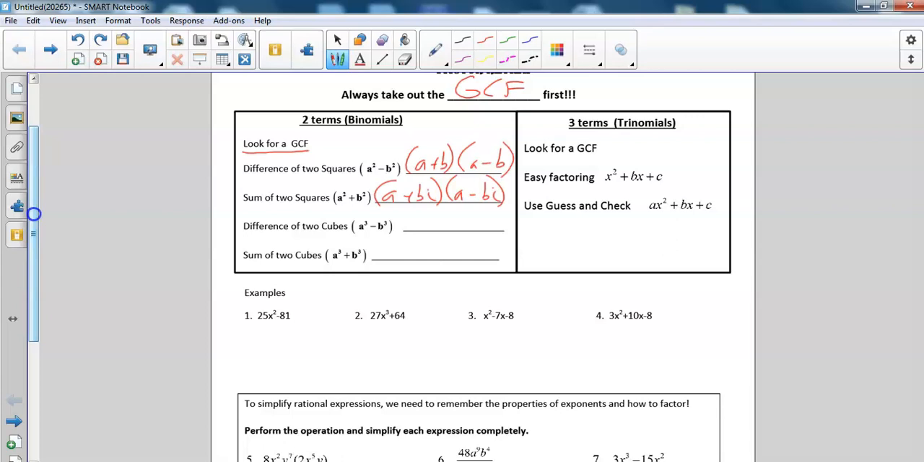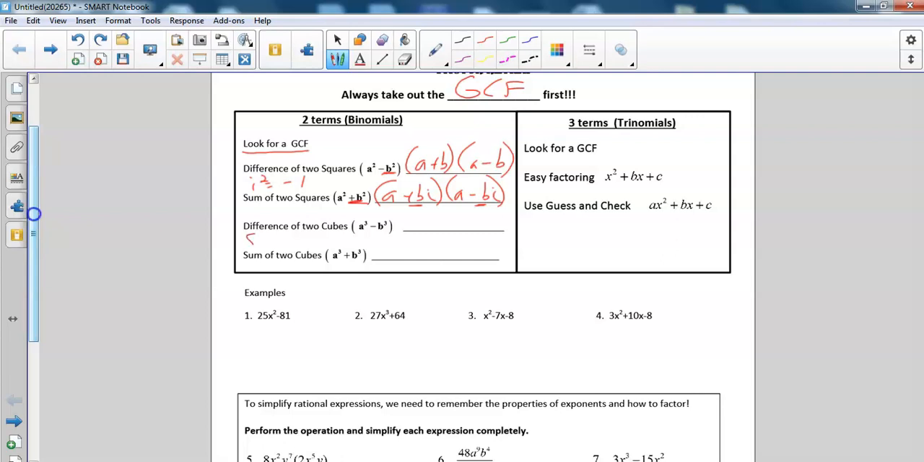Because if you think about it, go back to difference of two squares: positive b times negative b gives us negative b squared. So here, if we take a positive b times a negative b, we get negative b squared, but we want a positive b squared. Our imaginary numbers help us out there, because if you remember, i squared equals negative 1. Therefore, that negative b squared times negative 1 ends up being the positive b squared that we need.